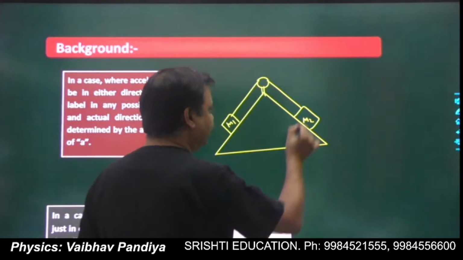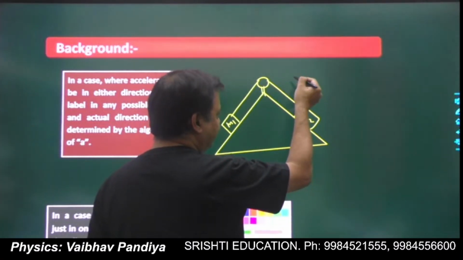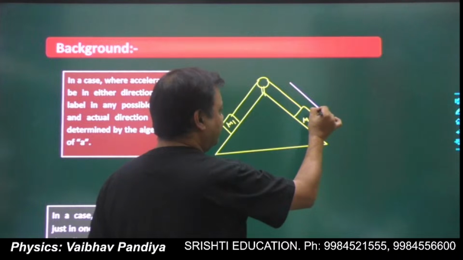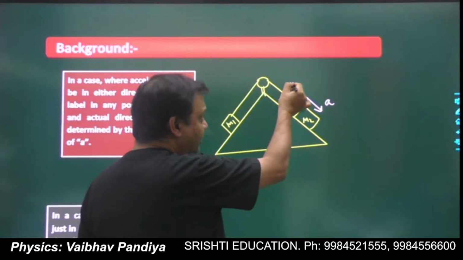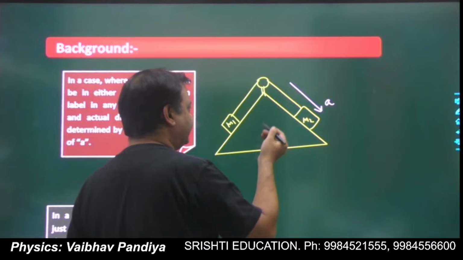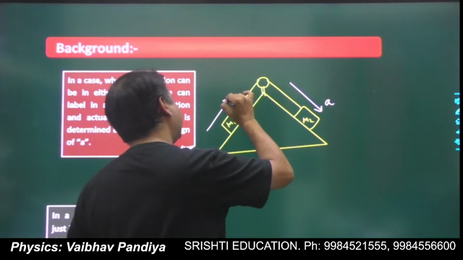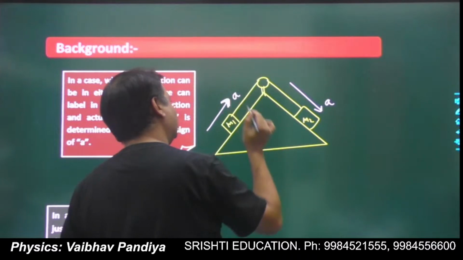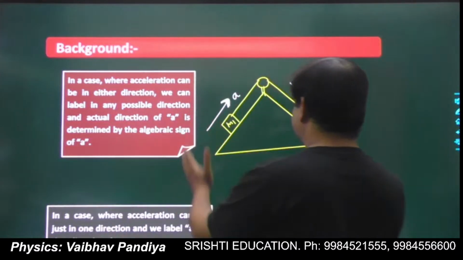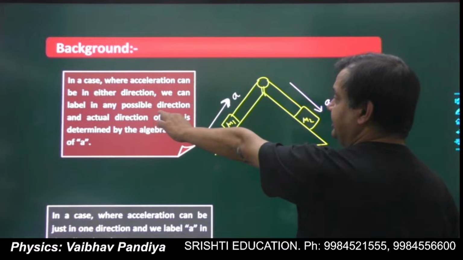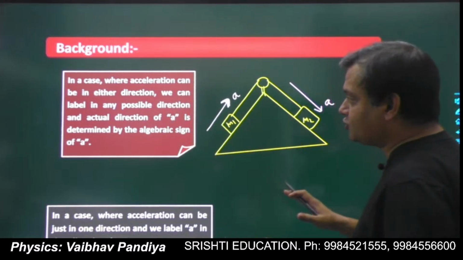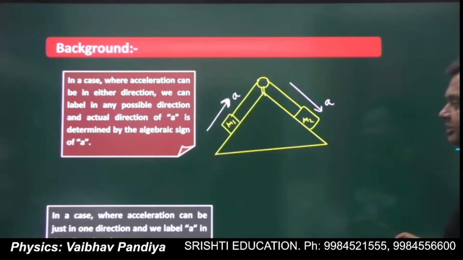So I can label either direction. Suppose I label M2 as having an acceleration downward. Then it's obvious that M1 will have an acceleration upward. In this scenario, when the acceleration can be in either direction, we can label any possible direction, and the actual direction of A is determined by the algebraic sign of A.